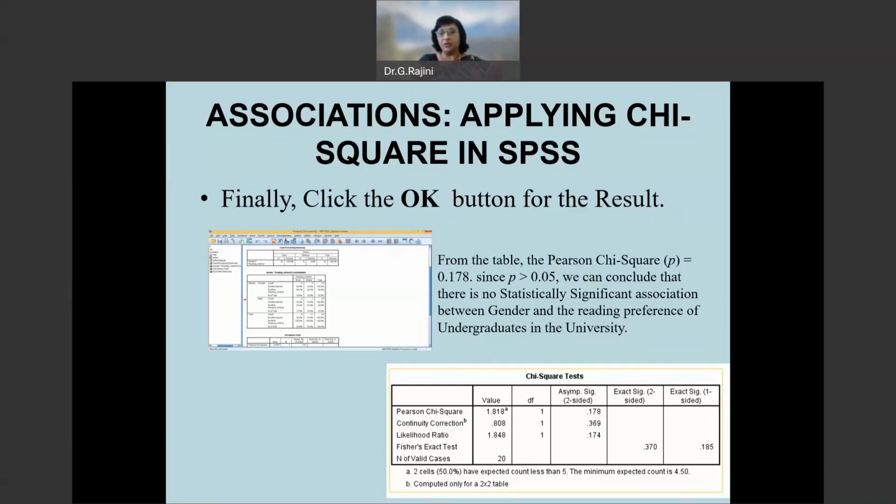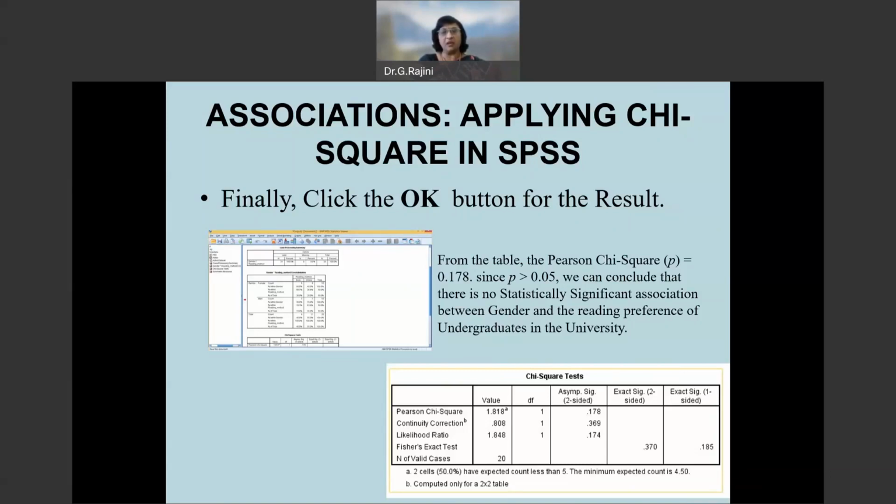Okay, so what I will do, I will accept the null hypothesis. So there is no statistically significant association between gender and the reading preference of undergraduates in the university. But here is the condition I stated to you: if you look at the footnote, two cells, that is 50% of cells, have an expected count less than 5, but the minimum expected count is 4.50.